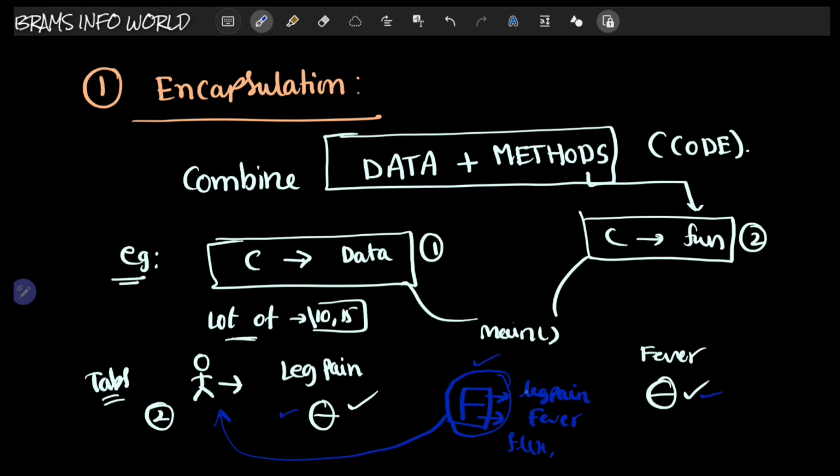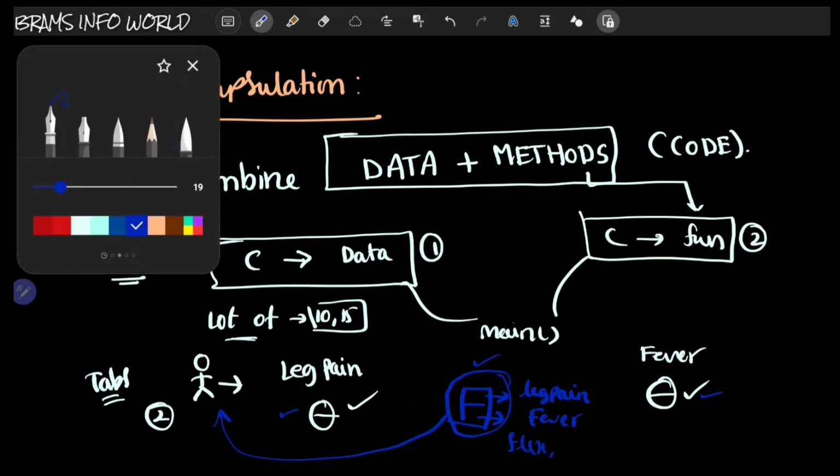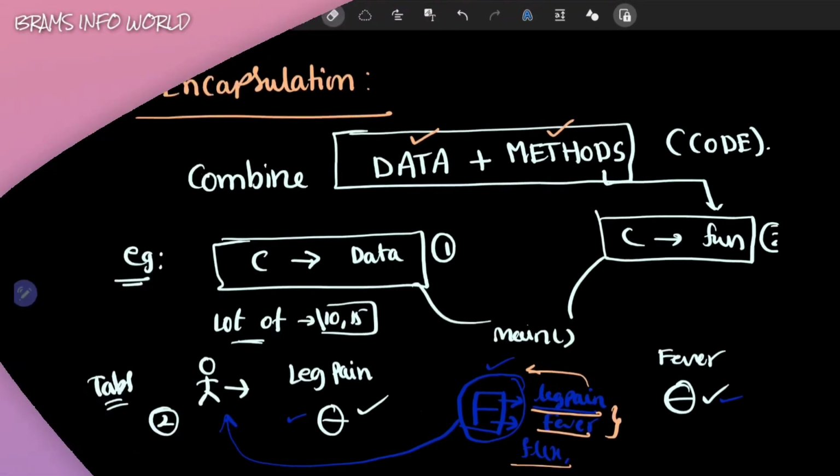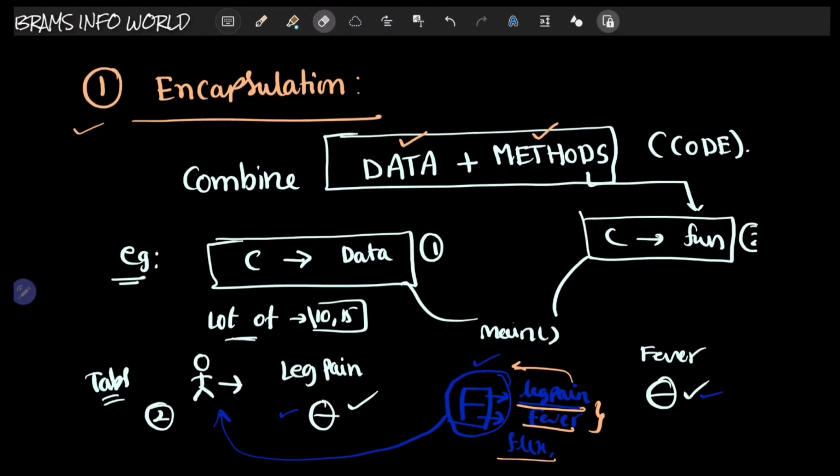That is nothing but the combination of pain one as well as the combination of pain two. Both come under the concept of encapsulation. So what I am saying is, encapsulation is nothing but the combination of data as well as methods. Let us take one more example.